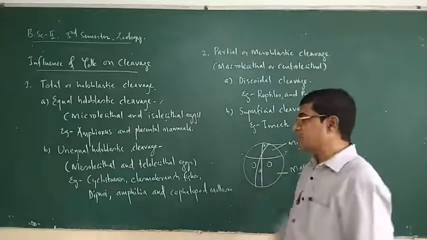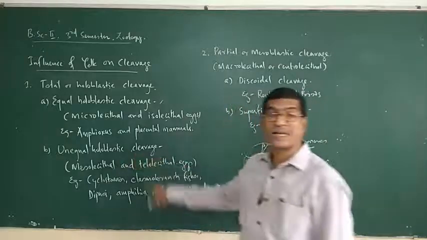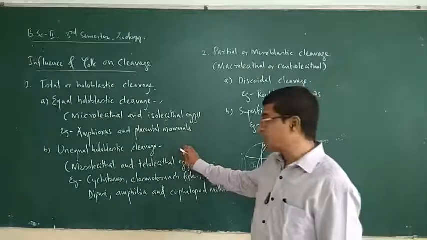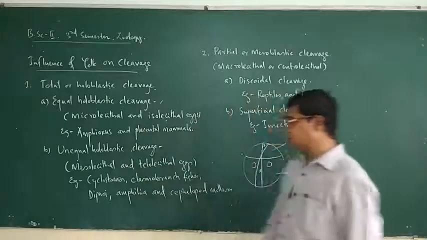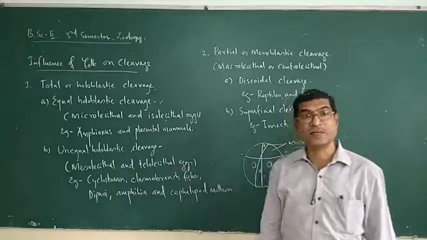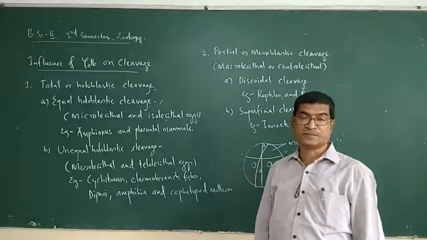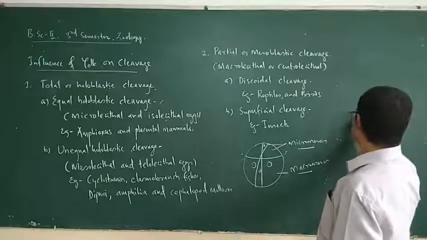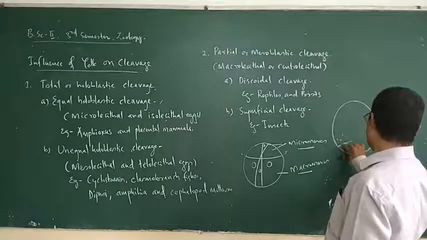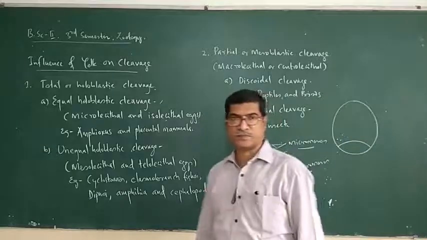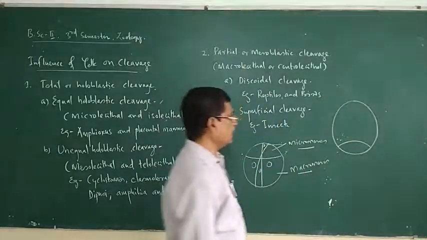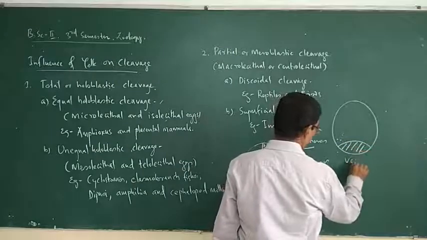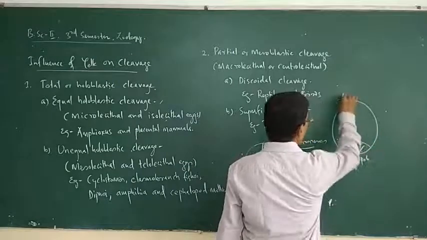So such type of cleavage is called unequal holoblastic cleavage. Such type of cleavage occurs in mesolecithal and telolecithal eggs. Telolecithal means the yolk is present at one region, at one polar region. So this is yolk. This pole is called the vegetal pole. This pole is known as the animal pole.